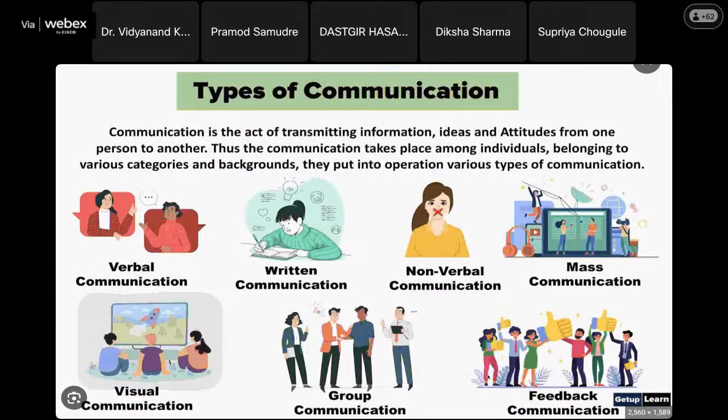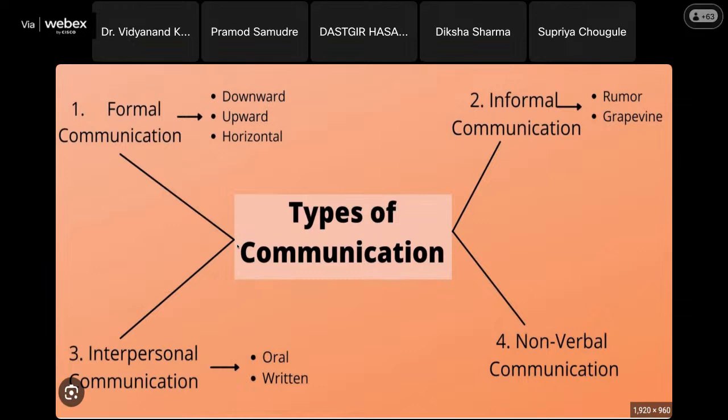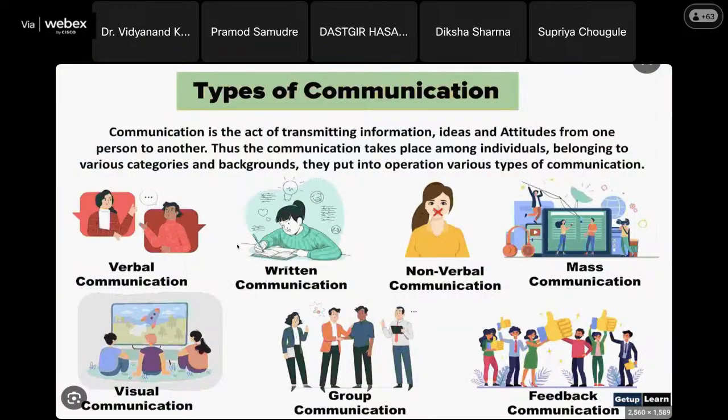Basically, I thought I should share what the types of communication are, and then we can move on to the effective skills. Communication is the act of transmitting information, ideas, and attitudes from one person to another. Thus, communication takes place among individuals belonging to various categories and backgrounds. They put into operation various types of communication. Verbal communication, people talking to each other, is very commonly known. Written communication, writing letters, drafts, all this could be in the form of written communication.